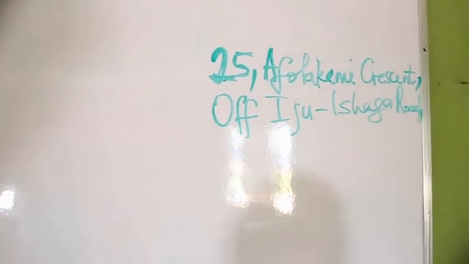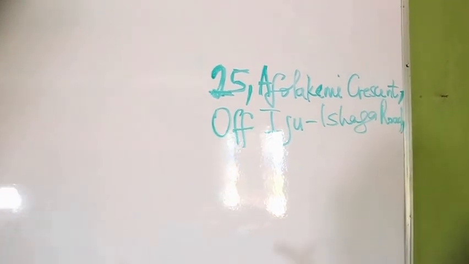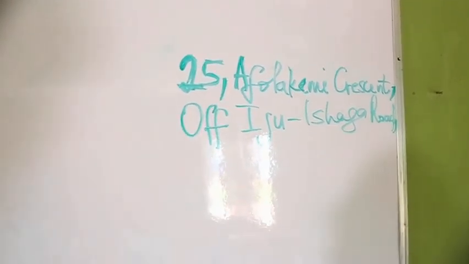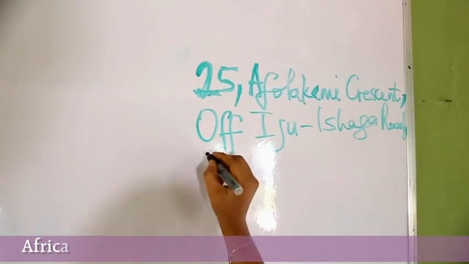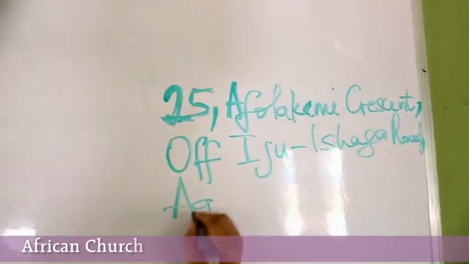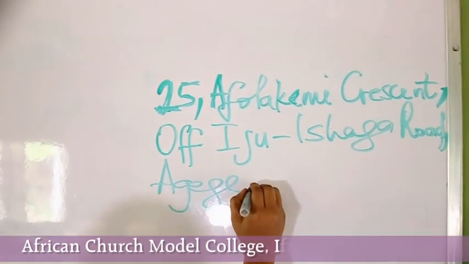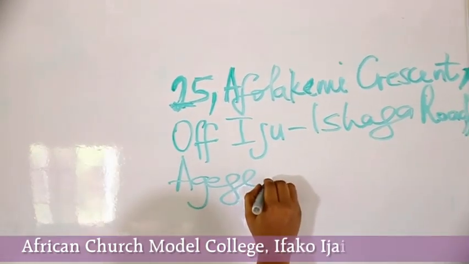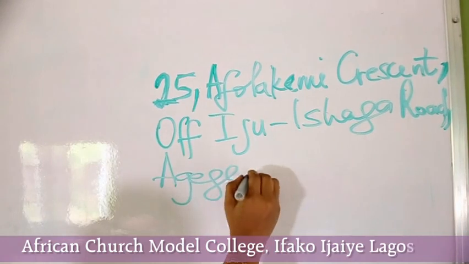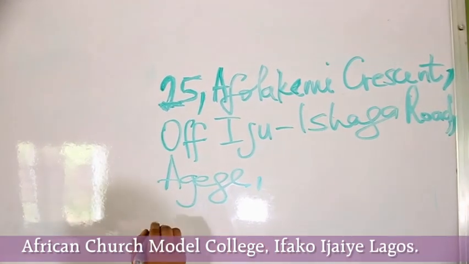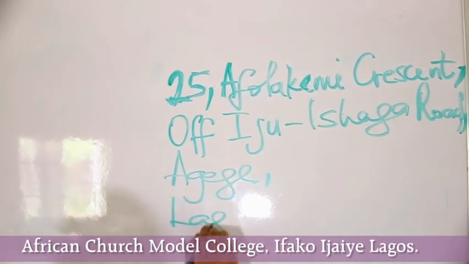comma. Now, where is Iju Ishaga Road? It's somewhere around Agege. Okay? And where is Agege? Because it's the end of our address, at the end of the line we also end with a comma. Agege is situated in Lagos State.